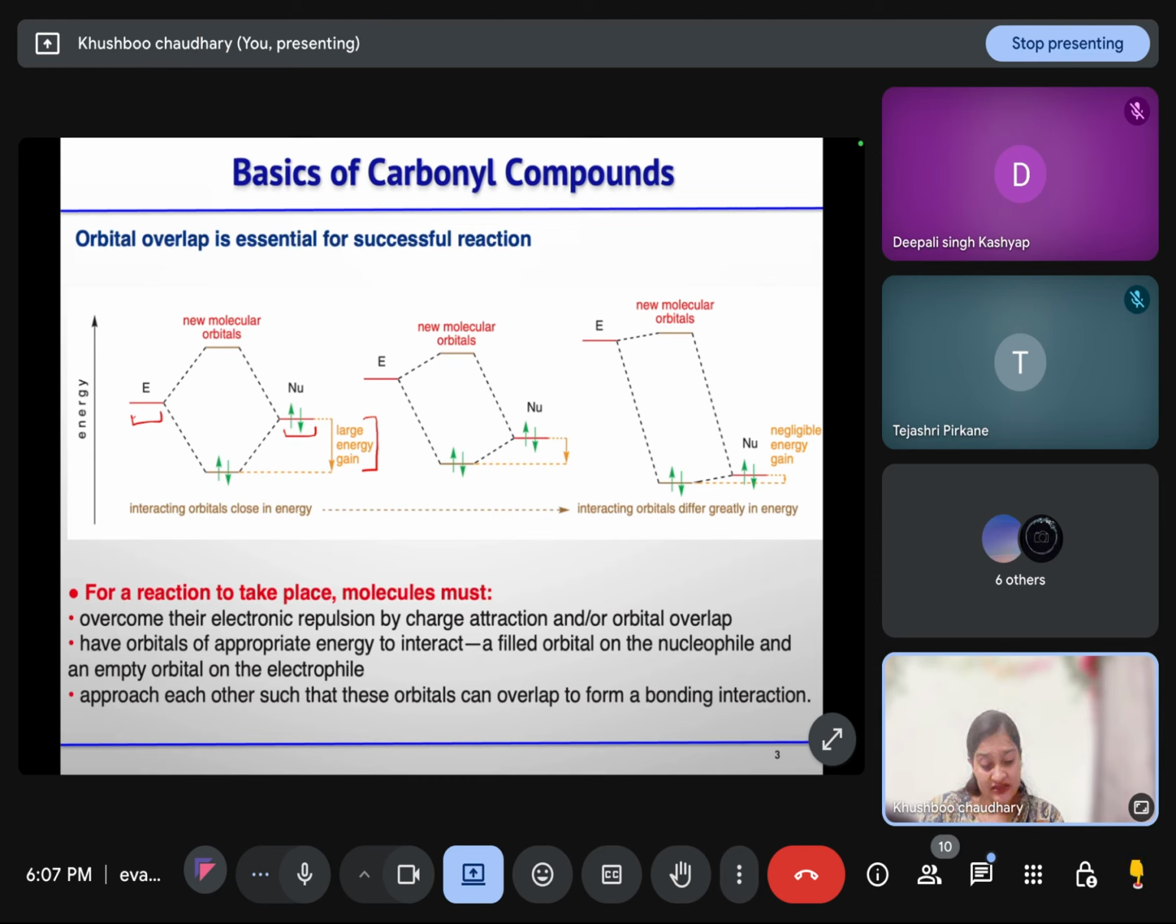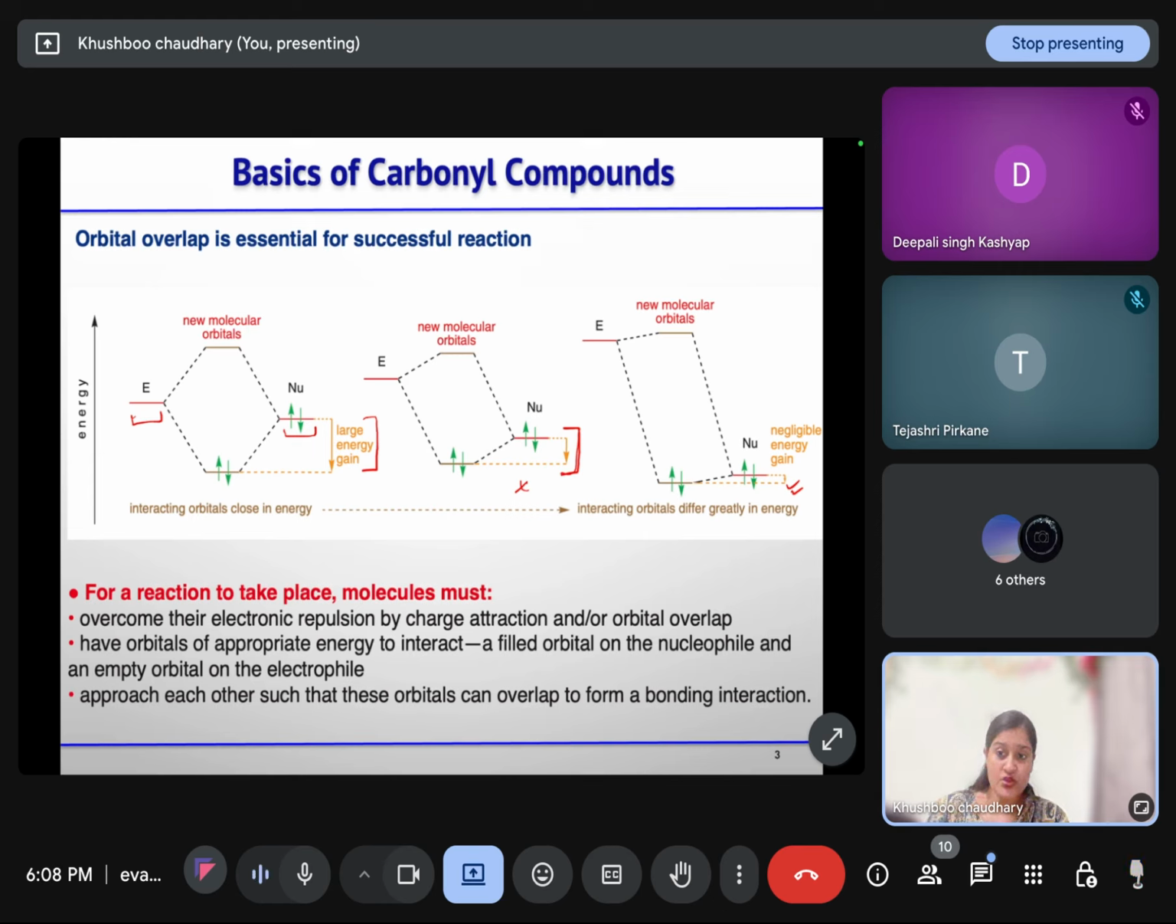The other possibility is that your nucleophile is very much more electronegative than the electrophile. In that case, the energy gain after bond formation is less, so this is not very feasible for a reaction to take place. And if the nucleophile and electrophile have a much larger energy difference, then the tendency of formation of ionic compounds is more than that of covalent compounds.